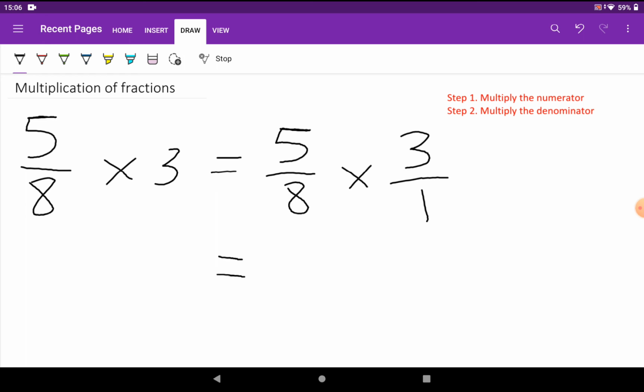So 5 times 3 is 15, and 8 times 1 is 8. And that's that. Now let's move on to division.